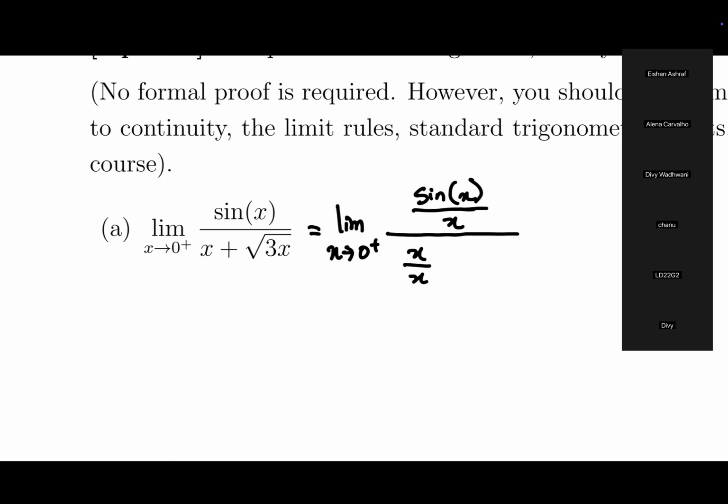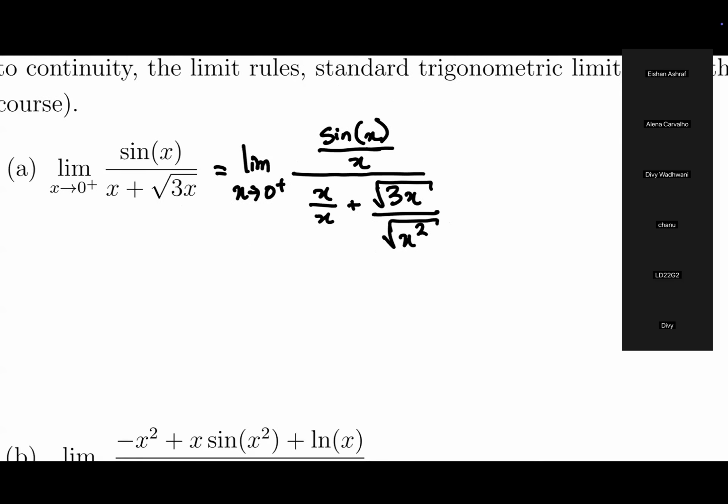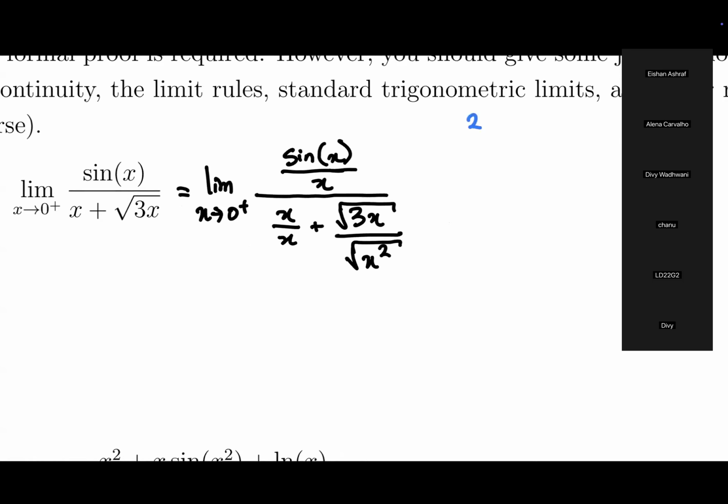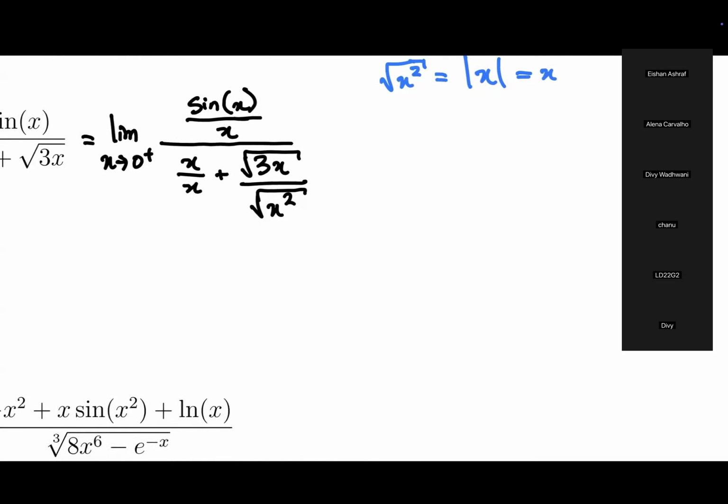So if I divide every term by x, I am left with this. Because there's a square root on the 3x term, I'll divide by the square root of x squared. This is allowed because the square root of x squared gives us the absolute value of x by definition. But because we're working with values greater than 0, in this case it is just equal to x itself. So we're allowed to do that.